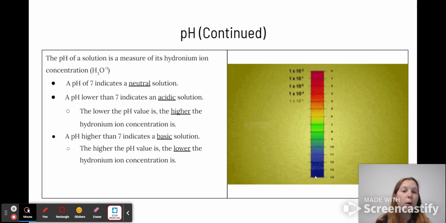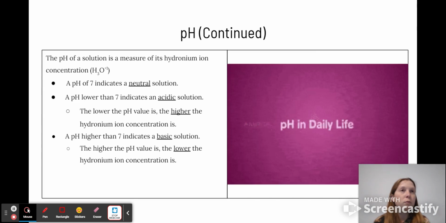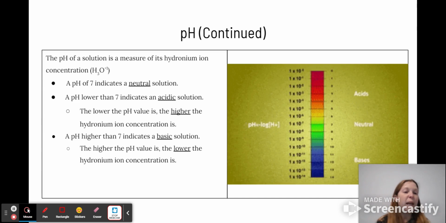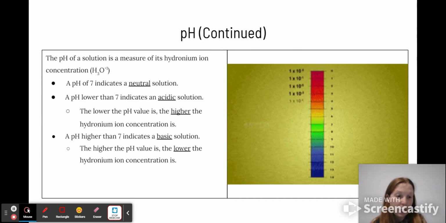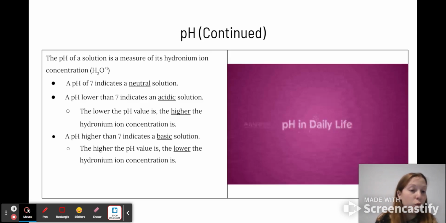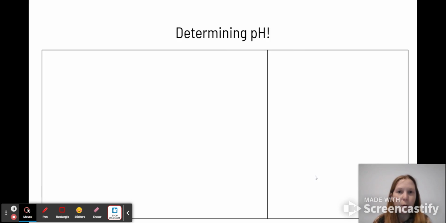Make sure you remember, too, that a low concentration here would be a very large negative exponent. Okay, so negative 14 is a smaller number than negative 2 in terms of an exponent, right? So make sure you remember kind of how that works.